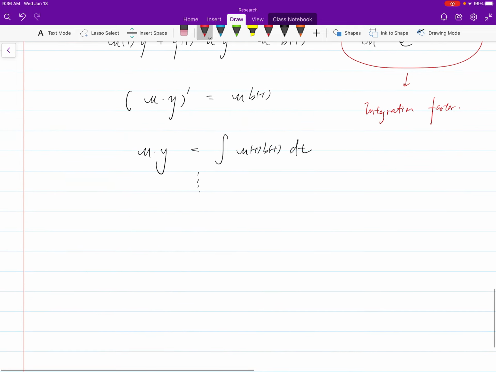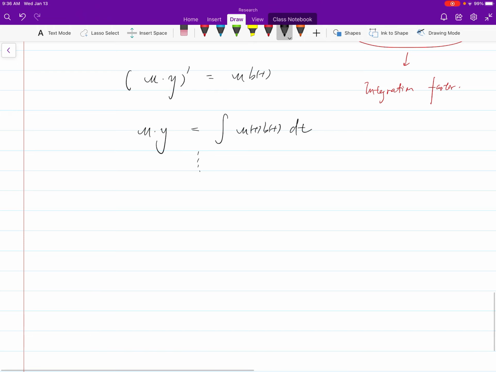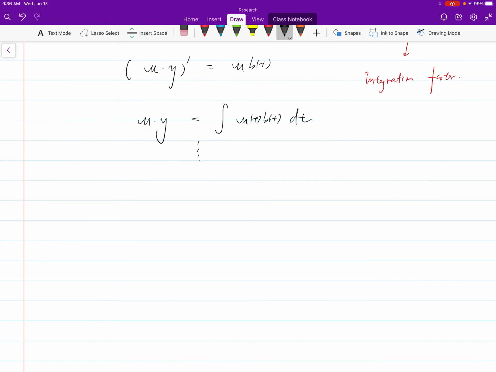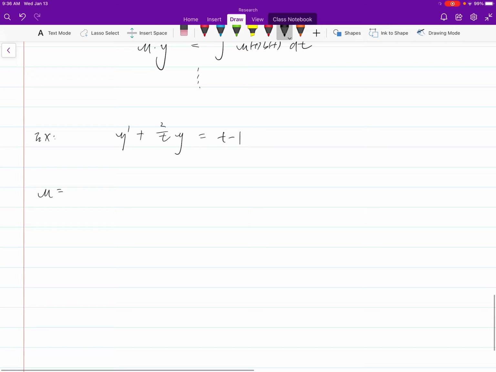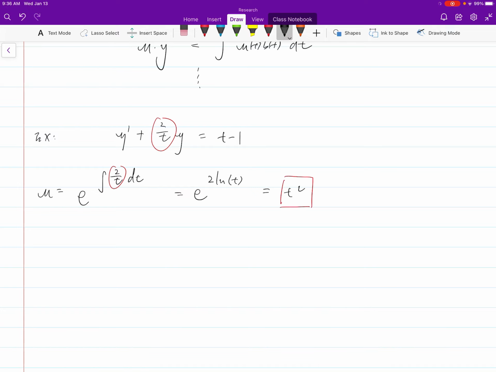Okay, let's try several examples. See how we do this. Number one, we have y prime plus 2 over t times y equals t minus 1. Now the first thing is we want to calculate mu. Mu is e to the integration of 2/t dt. You put your gt here. Now doing the integration, it is going to be e to the 2 ln t, which is t squared. So that is going to be my integrating factor.